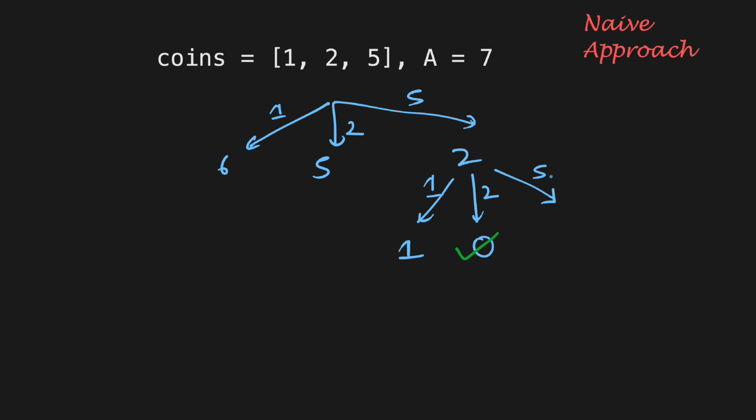So we stop here for this path. Similarly, if we use coin of denomination 5, the amount now becomes -3, which is negative. And this is another base case as we can't have negative amount for a change. So we stop here for this path as well.